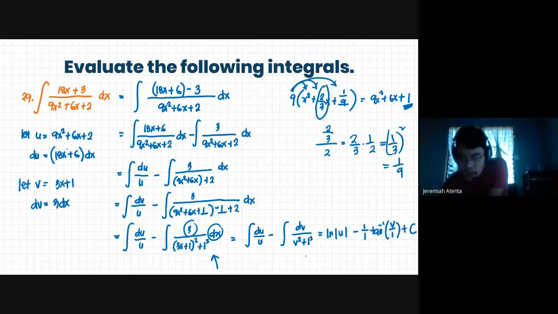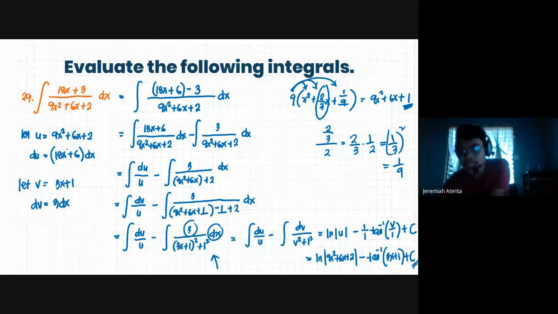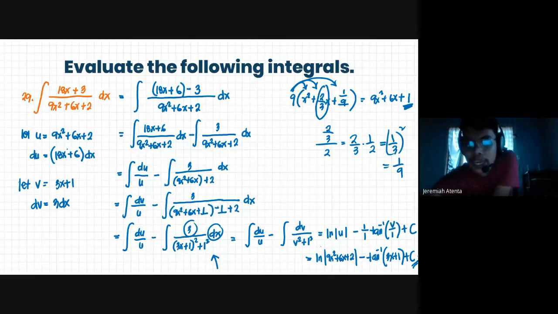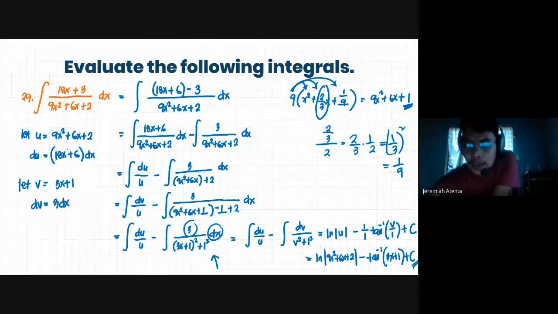Ayan. Simplifying, we will have ln of absolute value of u, which is 9x squared plus 6x plus 2. Ayan. Minus 1 over 1 is just 1. Tangent inverse of v, which is 3x plus 1 over 1. So you have 3x plus 1 lang. Plus C. And that is now our final answer.